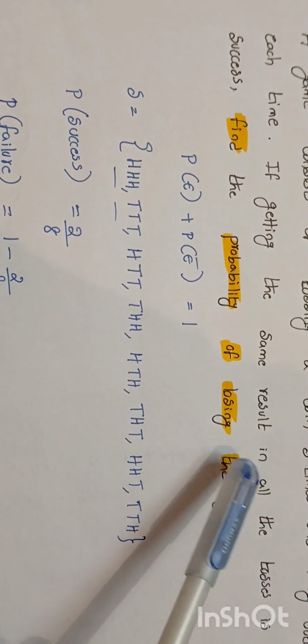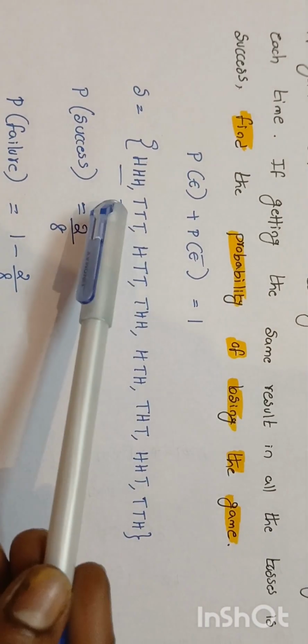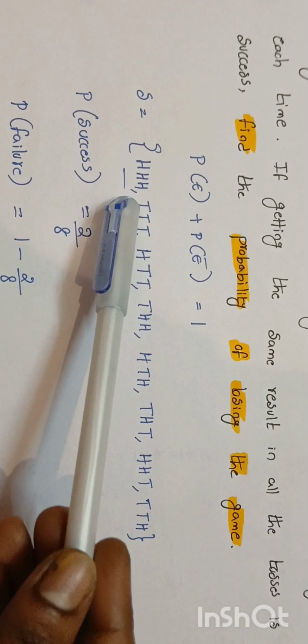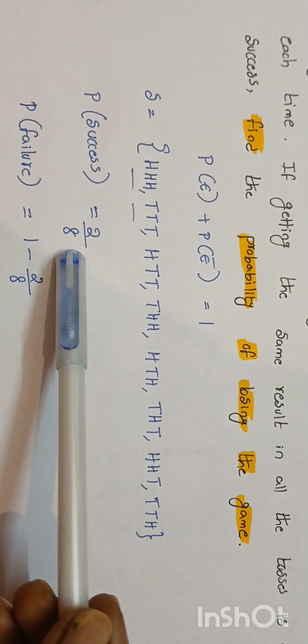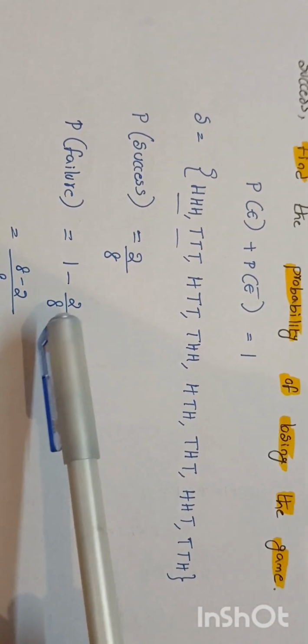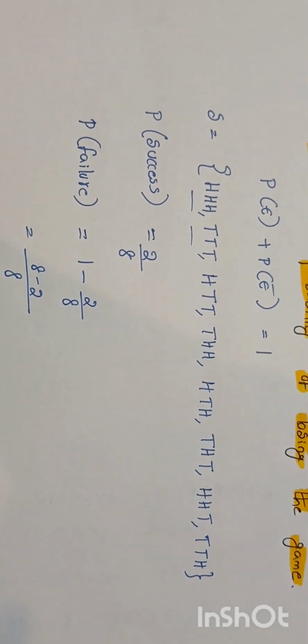The question says that getting the same result in all tosses is a success. Same result, we have 2 outcomes. Then the probability of success is 2 divided by 8. Now the probability of failure is 1 minus 2 divided by 8. By taking LCM, we will get 8 minus 2 as numerator, so 6 by 8. Cancel with 2, we will get 3 by 4. Now the probability of failure is 3 divided by 4.